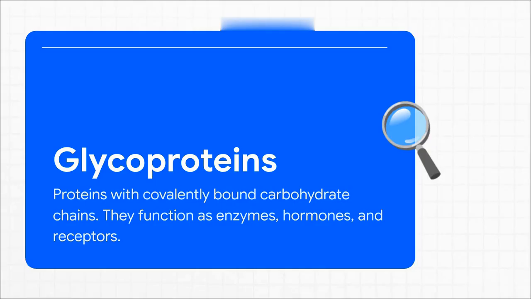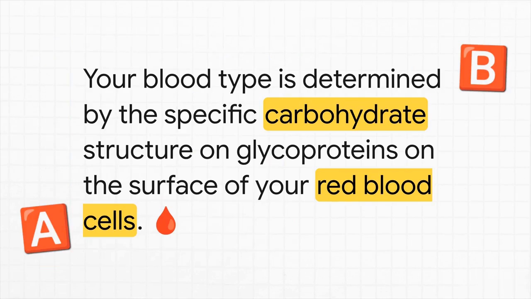Now remember how we said carbs are important for cell identity? This is how it works. You take a protein, you stick a fancy, complex carbohydrate chain on it, and bam, you've got a glycoprotein. Those carbohydrate chains act like sophisticated ID badges, telling the rest of the body what that protein is and what it's supposed to do. And if you want the absolute best, most mind-blowing example of this in action, you don't have to look any further than your own veins.